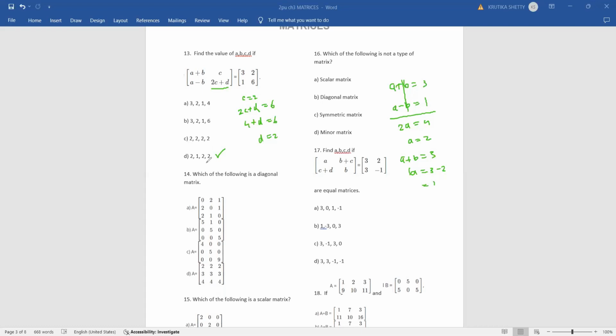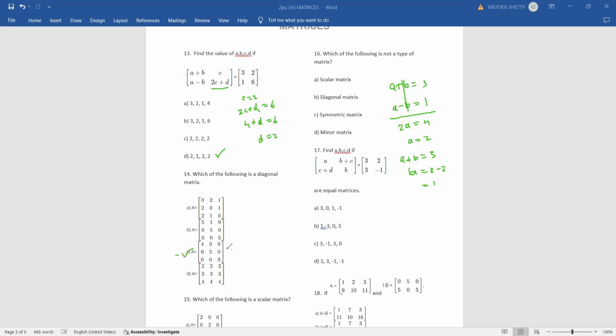This question has been taken from exercise 3.1, based on equality of matrices. Then question number 14: which of the following is a diagonal matrix? For a diagonal matrix, non-diagonal elements must be 0. In option A, the non-diagonal elements are non-zero. Even in option B, the non-diagonal elements are non-zero. You can see in option C, all the non-diagonal elements are 0. So option C will be the right answer.